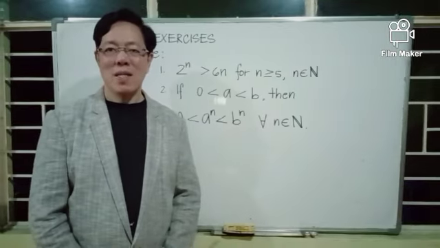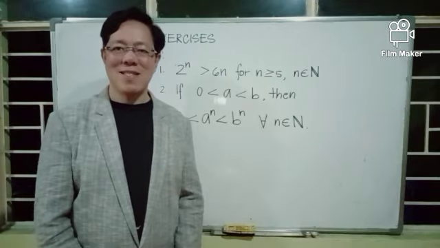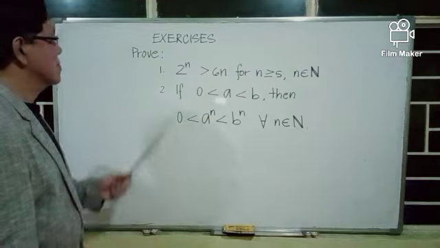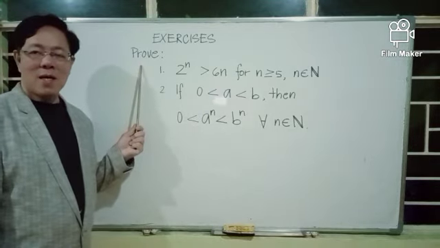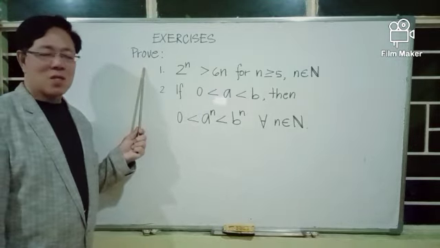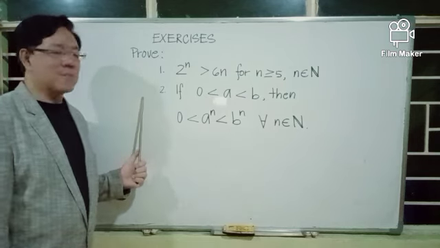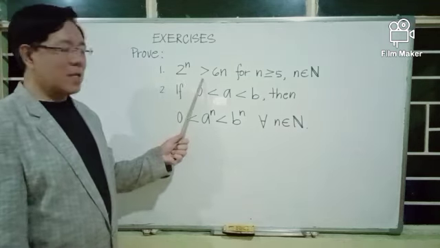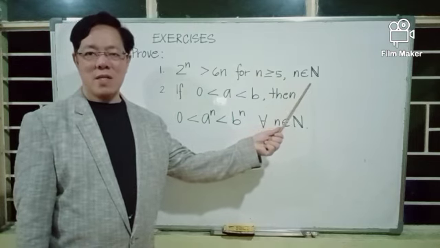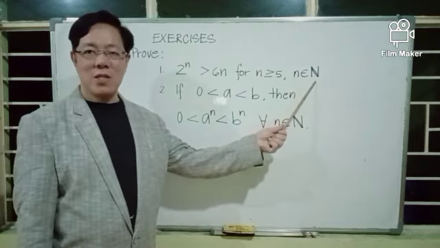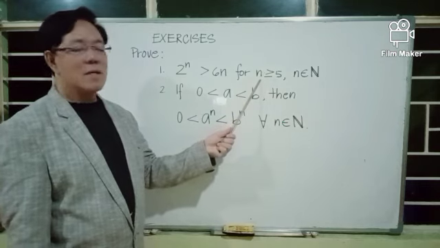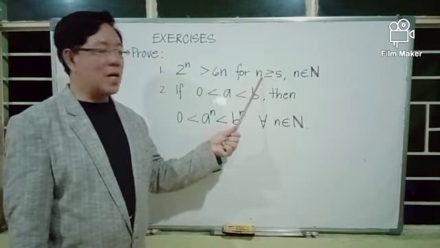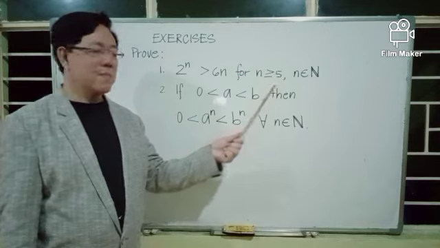For your practice, please try the following exercises. Prove, and you will use mathematical induction for the following exercises. In number 1, you prove that 2 to the power n is greater than 6 multiplied by n for natural numbers n, element of capital N, the set of natural numbers or positive integers, and the positive integer n is greater than or equal to 5.